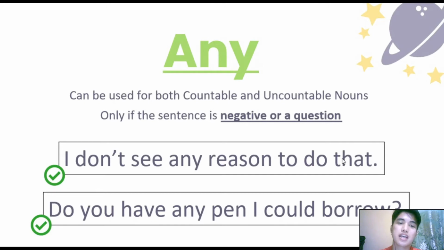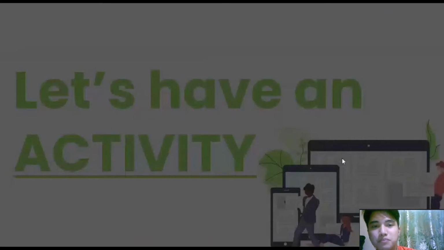The first one denotes negativity and the second one is a question. Therefore, the quantifier any is appropriately used in both of these sentences. Okay, I see now that we are getting better at distinguishing countable from uncountable nouns. In order to test that, I have activities for you to answer. Let's have an activity.